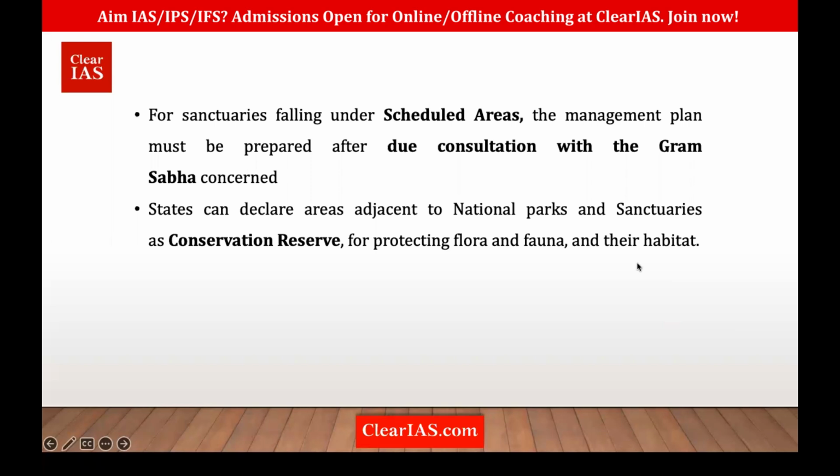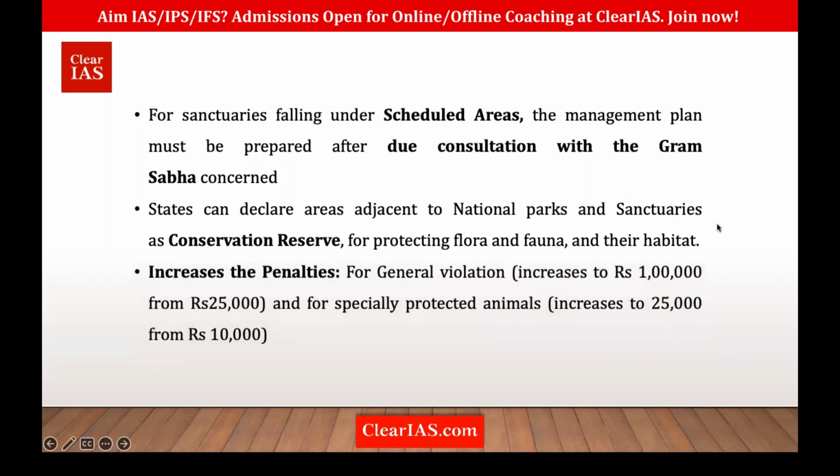Then apart from that, I've already told that conservation reserve can now be declared by the central government, and the state government can also declare that. Then also there is an increase in penalties. Earlier it was only 2,000 for general violation, now it's around 1 lakh rupees. And for especially protected animals, now it's around 25,000, an increase from 10,000 rupees. So there has been an increase in penalties for general violation and specially protected animals.